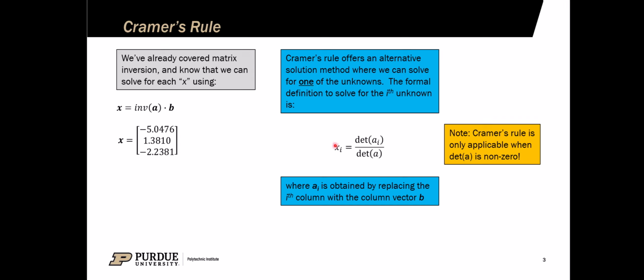The formal definition is shown here. The ith unknown is equal to the determinant of matrix A sub I divided by the determinant of the original coefficient matrix A. So this A sub I, it is the coefficient matrix, but you replace the ith column with the column vector B. I'll show you that on the next slide, but first, quick and important note, Cramer's rule is only applicable when determinant of A is non-zero, because if this were 0, then all of our unknowns would be infinite and this wouldn't work.